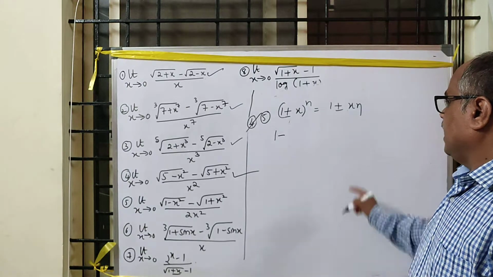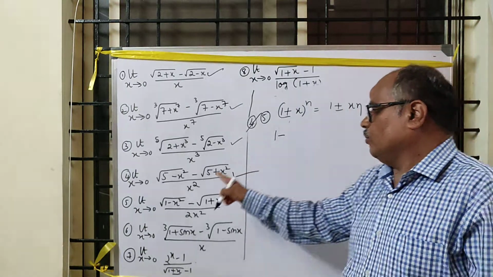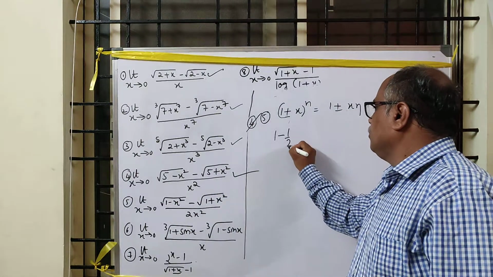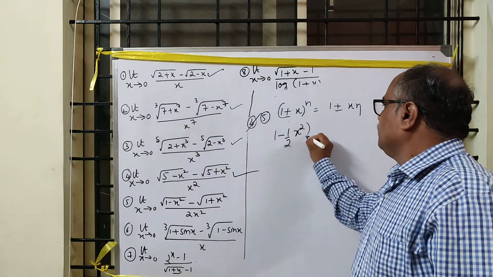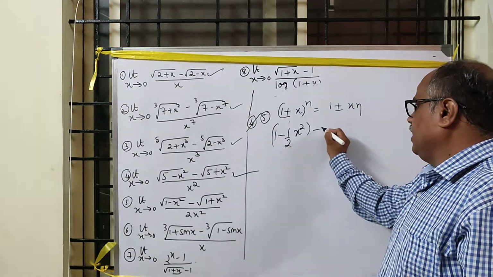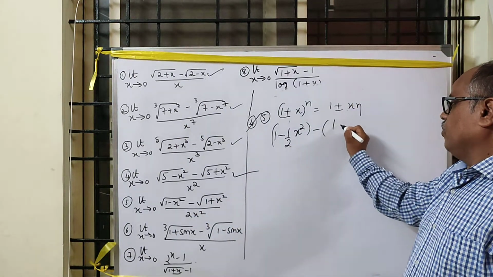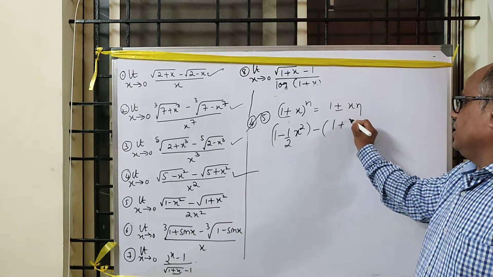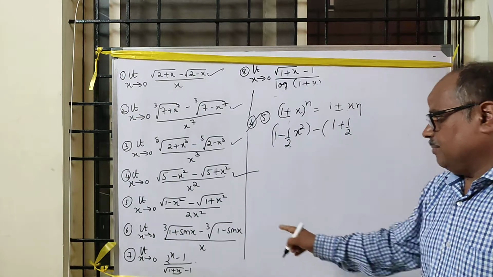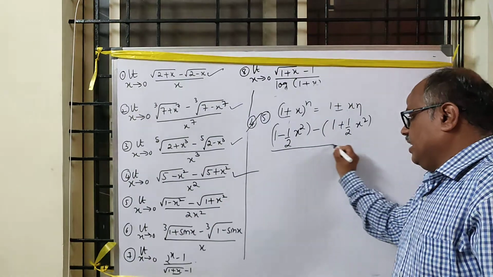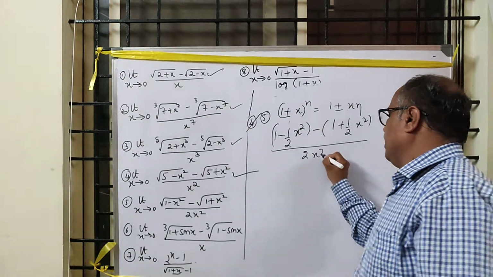In the place of n, what is the value of n? 1 by 2. Square root means 1 by 2, x squared. In between, minus sign is there, you take minus. Same thing: 1 plus, here plus sign is there, you take plus. n is 1 by 2. In the place of x squared, you write x squared divided by 2.